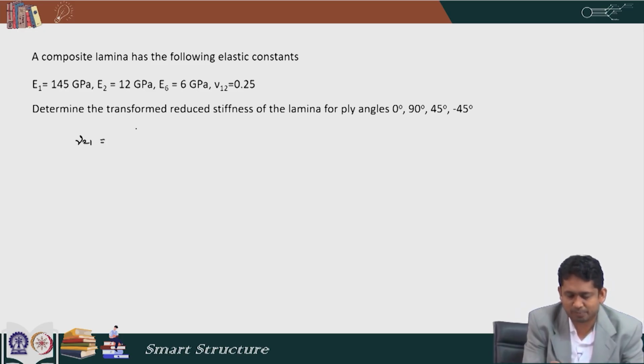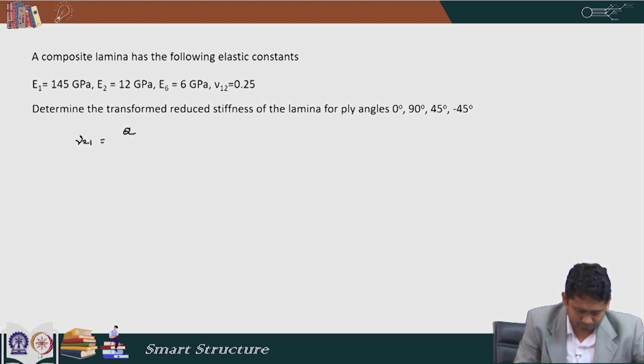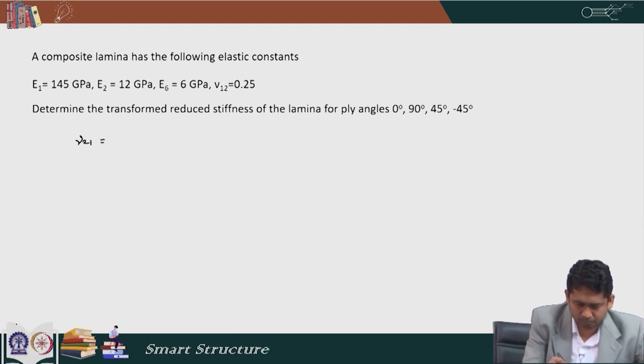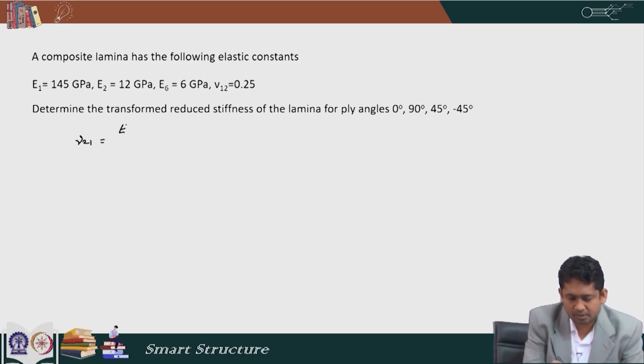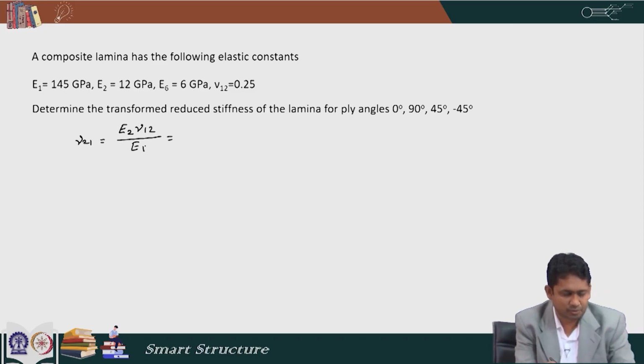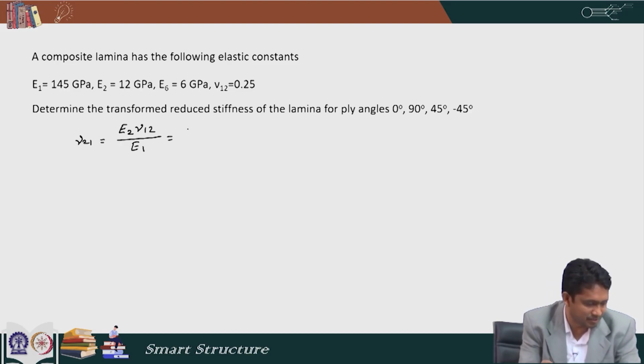So, we already have nu12, and we know the relation between nu21 and nu12, and that is nu21 equals E2 multiplied by nu12 divided by E1. So, if we do that, the value that comes is 0.0207. So, we can see that there is significant difference between nu21 and nu12.